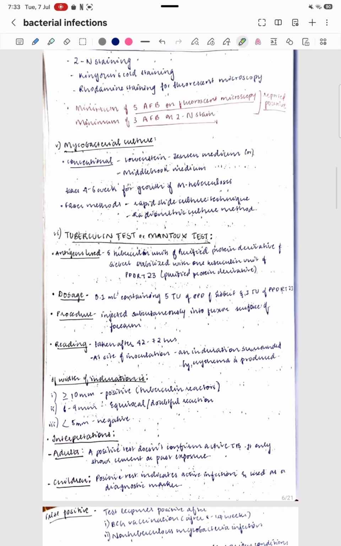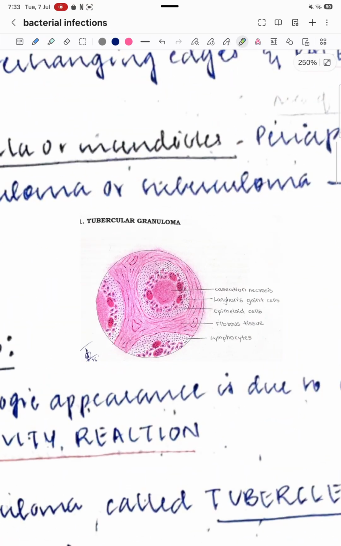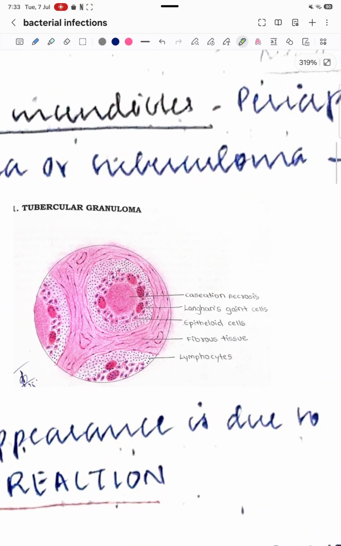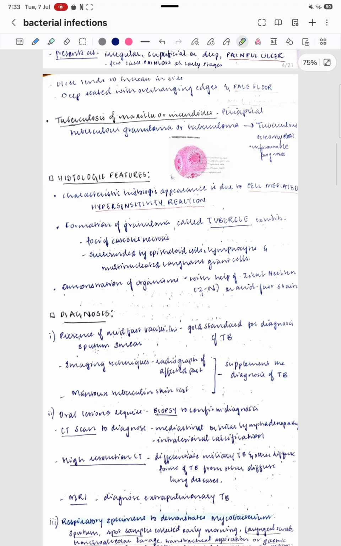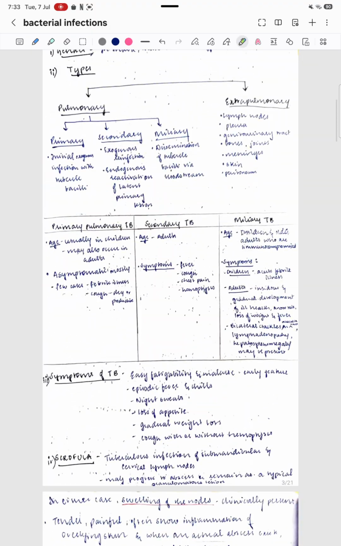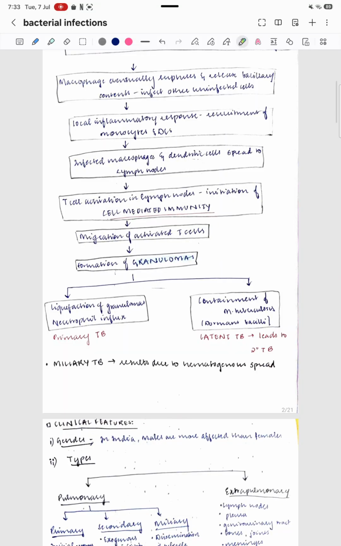Okay, so here we conclude TB. You can just take a screenshot of the histological diagram if you want. Other than that, that's all about TB. If you have any questions, please comment below.